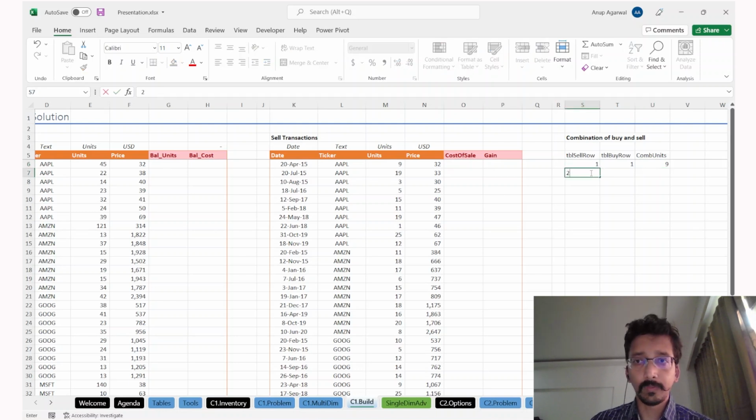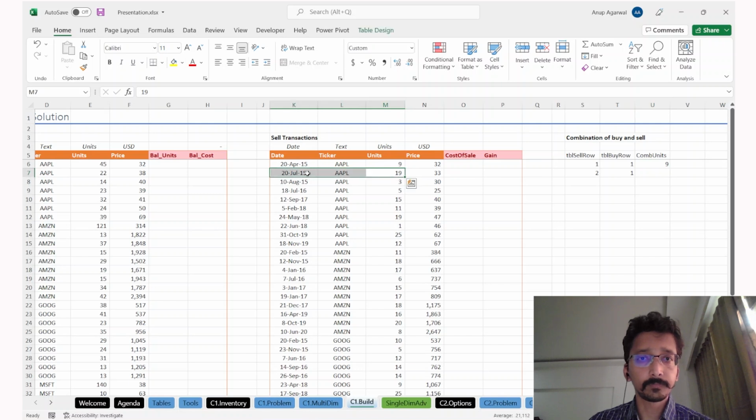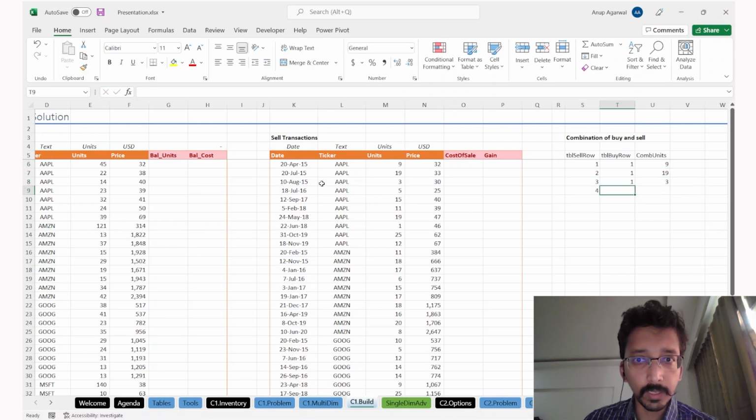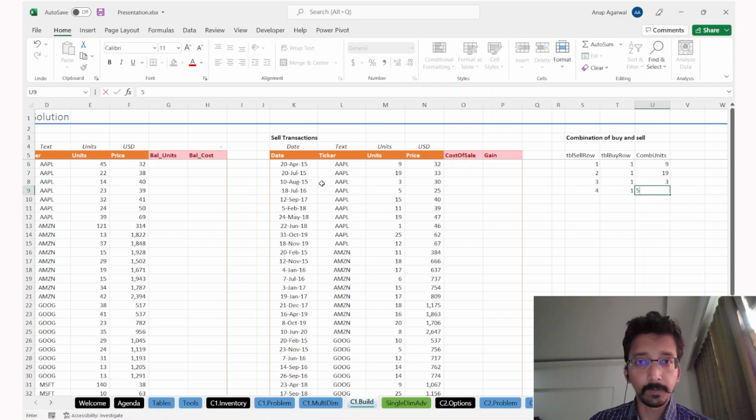purchase. And then the second sale also comes from the first row, because 45 minus 9 leaves a balance of 36. So you have 19 to sell, so it will sell 19, and then the third sale will come still from the first row. It can come all the 3 units. So right now we have sold 31 of the 45 units. We have 14 units left, and so the fourth sale also can come from the first row, which is the 5 units.